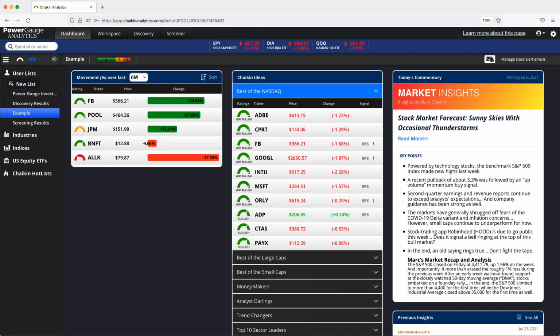And very important, the last item here on our dashboard is our insights commentary. Yes, you receive a newsletter, of course, as part of the subscription, monthly, the Power Gauge Investor. But commentary 5 days a week from our experts, so you have a very clear view of what is going on in the market and how you should be approaching it, is also part of your membership.